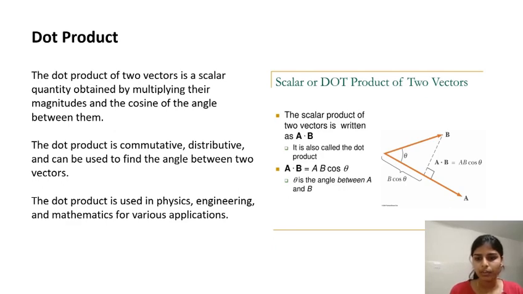Scalar or dot product of two vectors. The scalar product of two vectors A and B is written as A dot B. It is also called the dot product. A dot B is equal to AB cos theta, where theta is the angle between A and B.